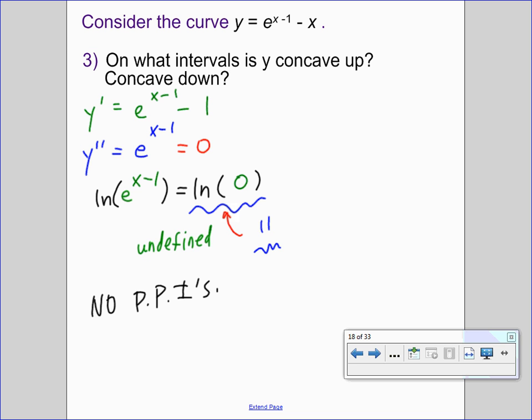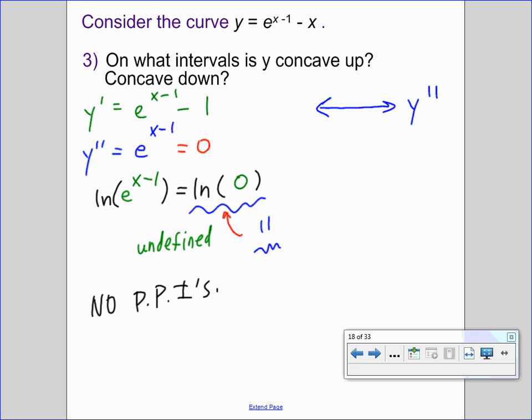Does that mean y doesn't have any concavity? No, it just means that y doesn't switch concavity anywhere along it. It means that we don't change curvature anywhere. We still can determine the intervals of concavity and which curvature, either concave up or concave down, y is by making a y double prime number line. So we'll still make a y double prime number line. It's just we won't have any critical values on it.